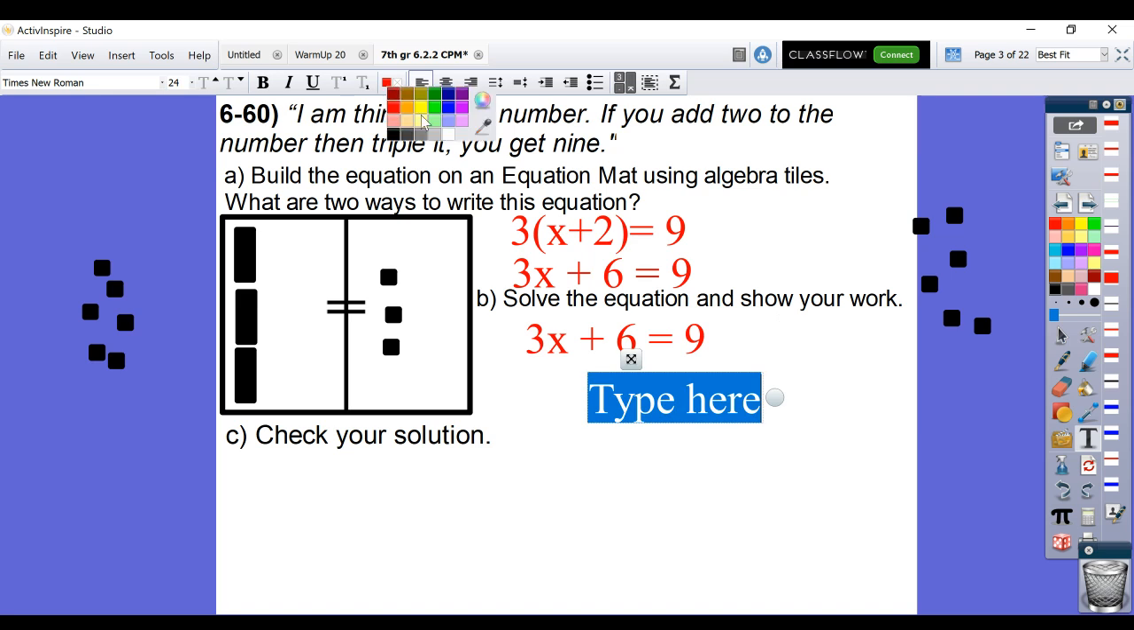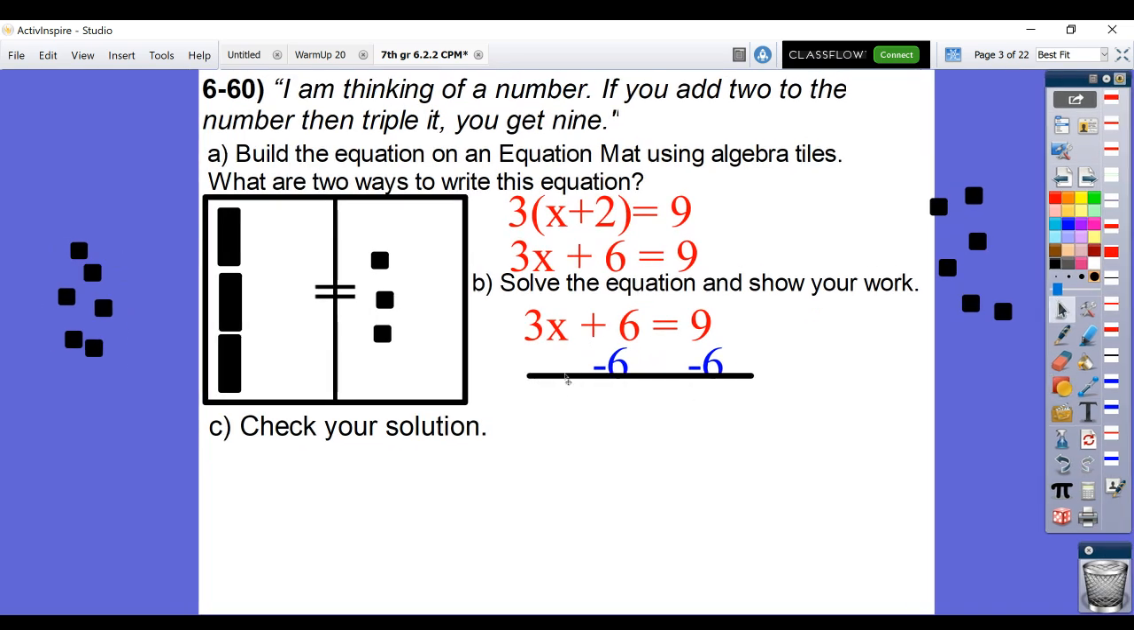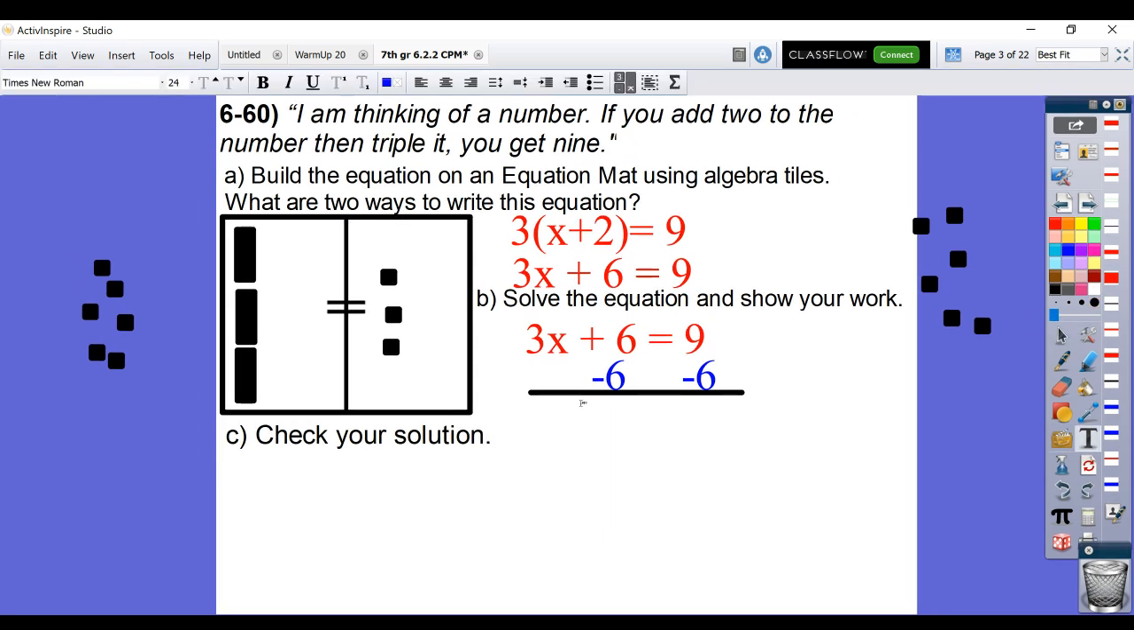Now, as far as showing your work goes, what I'm going to want you to do is to show that you subtracted 6, or took away 6, from both sides. I want you to show it in that way. Then I like to put a line below it and ask, what do I have now that I've subtracted 6 from both sides? What do I now have being shown on my mat, which is 3x equaling 3.